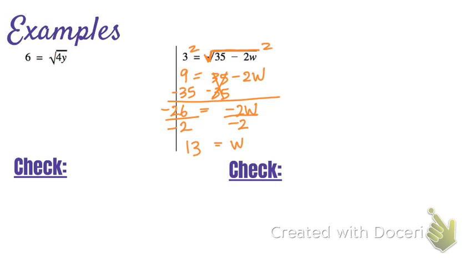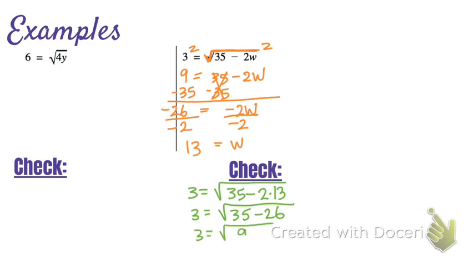So let's double check and make sure w does equal 13. So I'm going to just rewrite it, but instead of w, I'm going to put 13. And so when I multiply that out, 2 times 13 is 26. And so 35 minus 26 is 9. And the square root of 9 does equal 3. So 13 must be the answer.